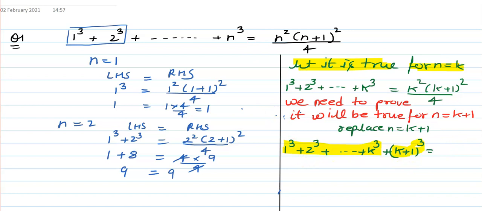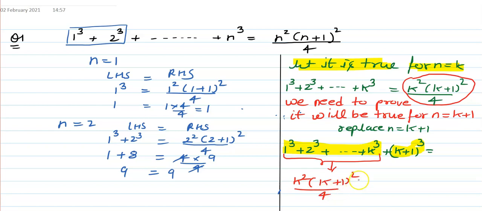So see, if we see from here till here, this is equal to k square, (k plus 1) whole square over 4. So in this place we can write down k square, (k plus 1) whole square over 4. Are you happy with this? Okay. Now the next one, this term is (k plus 1) cube.